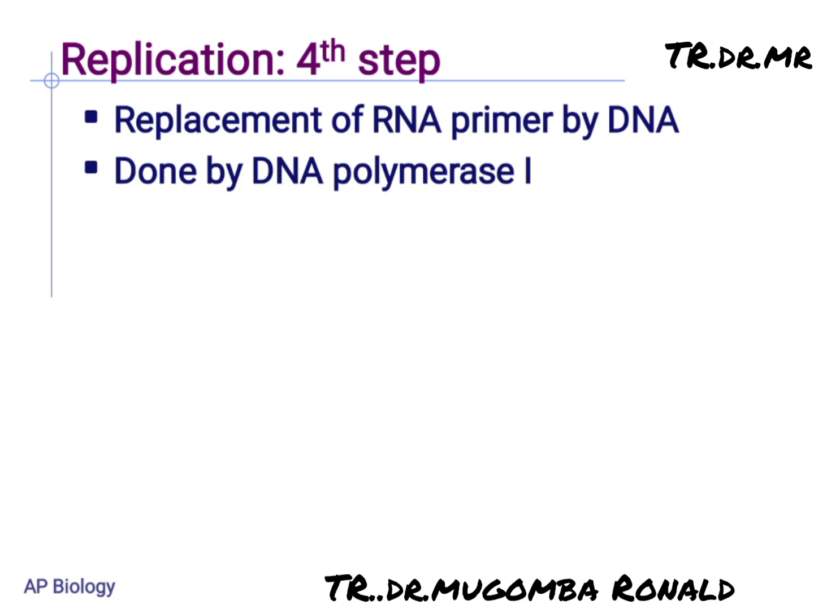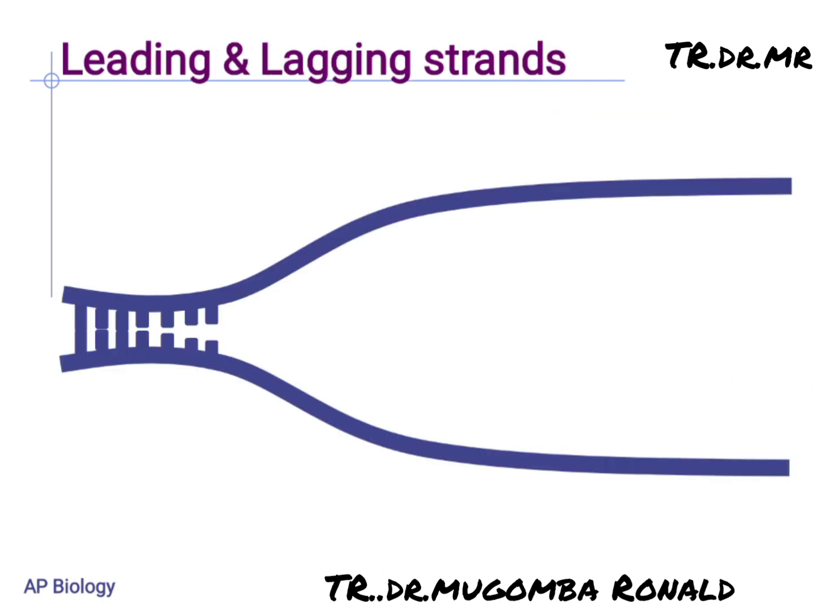After we have synthesized our new DNA strand, we have to replace those RNA nucleotides with DNA nucleotides. How is that done? It is done by the use of an enzyme known as DNA polymerase 1. So DNA polymerase 1 now comes in to facilitate the removal of the primers. The fixing of the primers was done by RNA primase, so that it can create a starting point for DNA polymerase 3. Now we need to understand some concepts here.